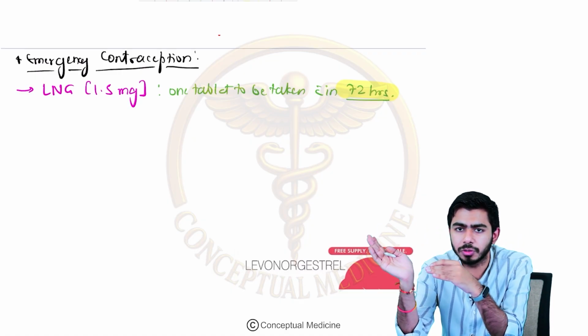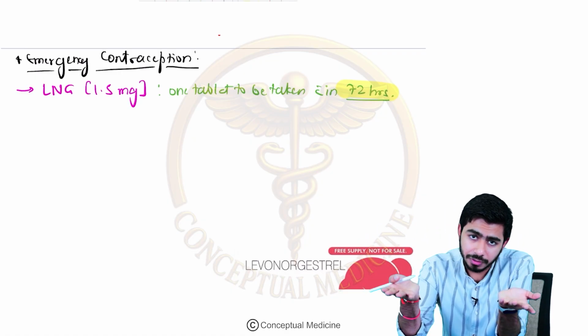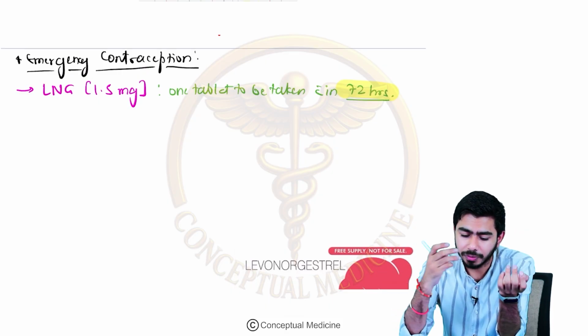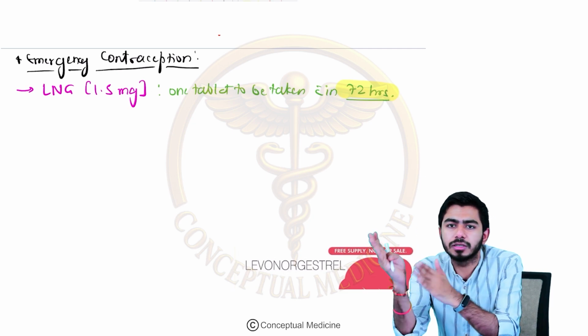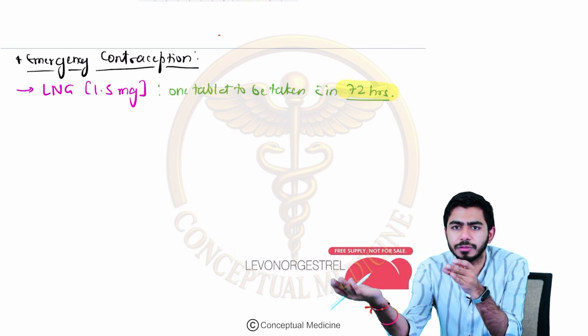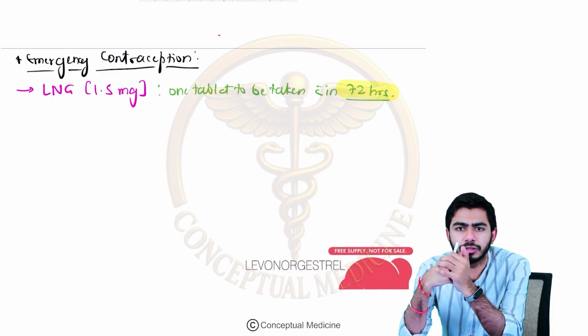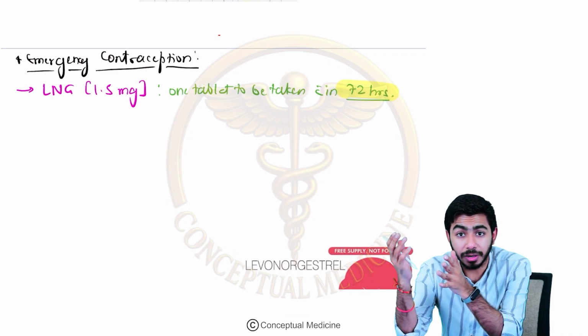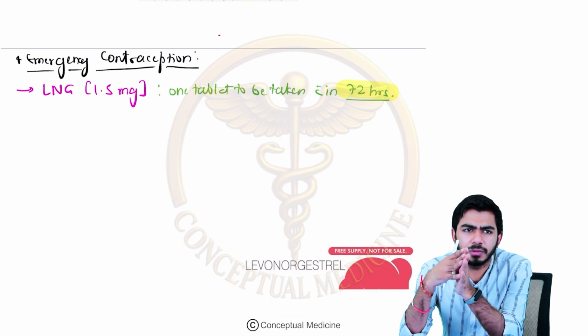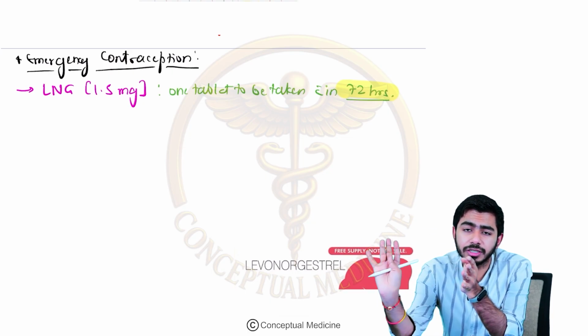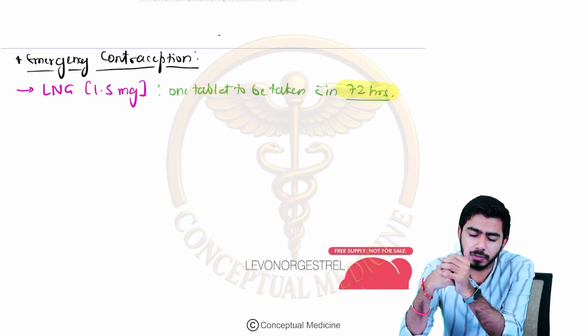But if the 72 hours are crossed, there is no guarantee that it will prevent the pregnancy, right? One more thing, guys: it will prevent the pregnancy. It's not that the female is already pregnant and now she takes it. If either the implantation or the fertilization has already happened, then it will not be able to help those kind of couples, right?